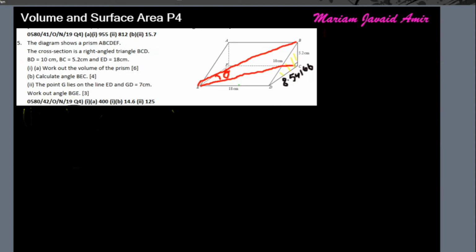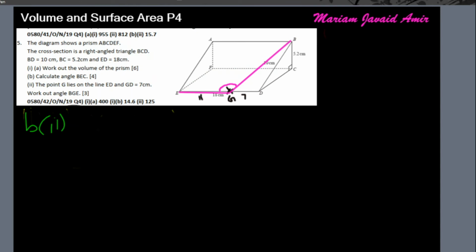Okay, so for part B2, a point G lies on ED such that GD is 7. So G is somewhere over here. GD is 7. That makes E to G 11. So this is 11 and that's 7. Okay, work out angle BGE. So we need the angle B to G to E. We need this angle, to be precise.